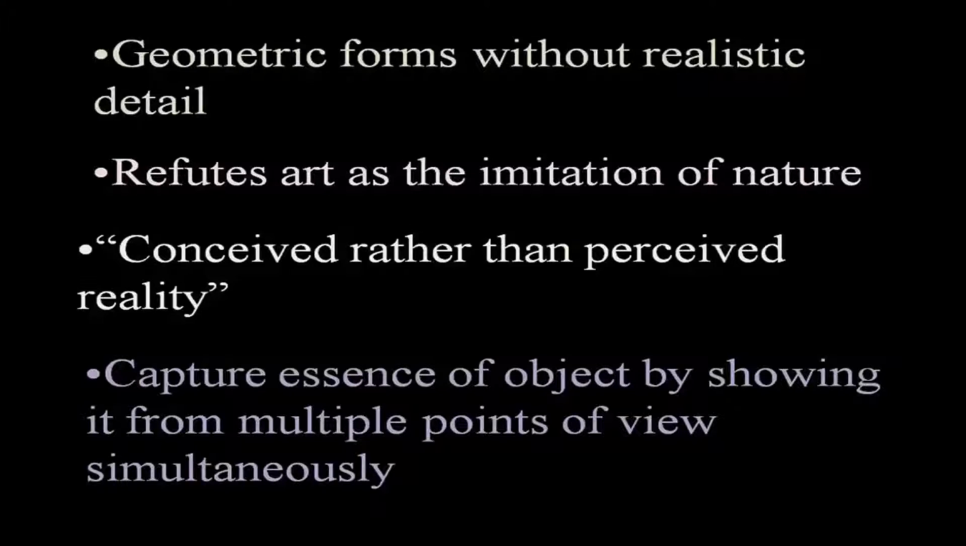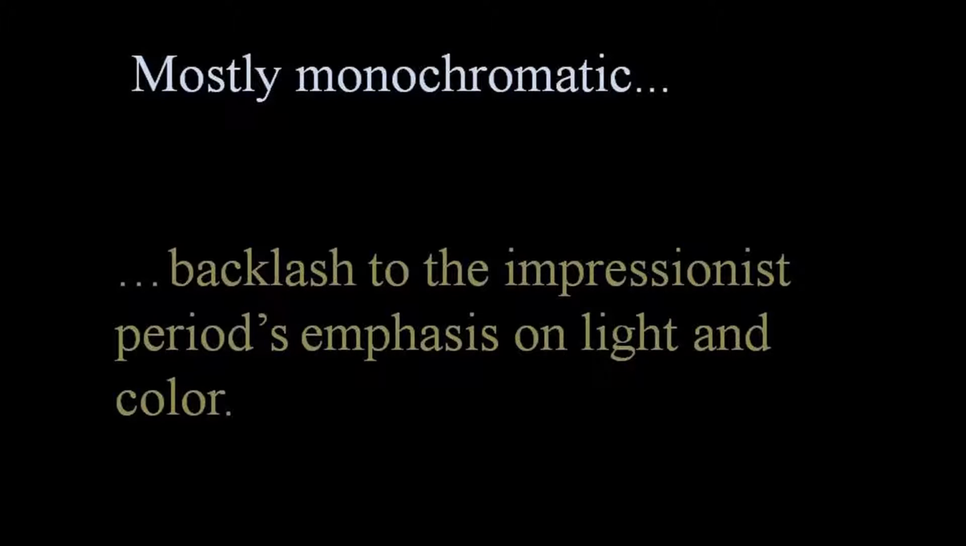So, in most of the Cubist paintings, you see geometric forms dominating without the realistic detail. Cubist paintings refute art as the imitation of nature. It rather follows a certain concept of representation rather than following or imitating nature itself. In Cubist paintings, what you see is a conceived image of an idea or an object rather than a perceived reality. And Cubist paintings usually try to capture the essence of an object by showing it from multiple perspectives or multiple points of view simultaneously, instead of going for a single point perspective.